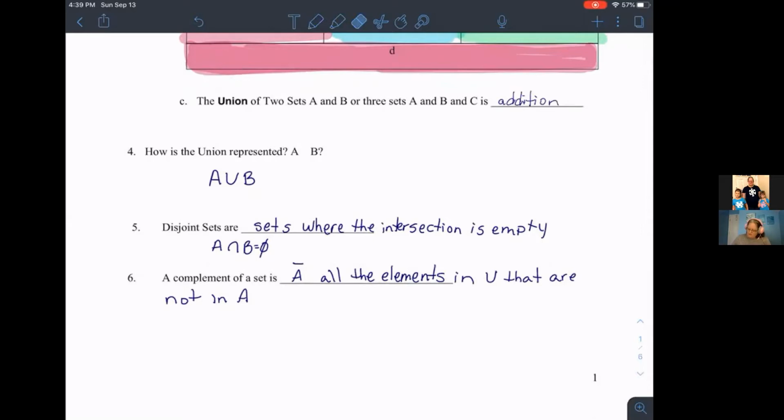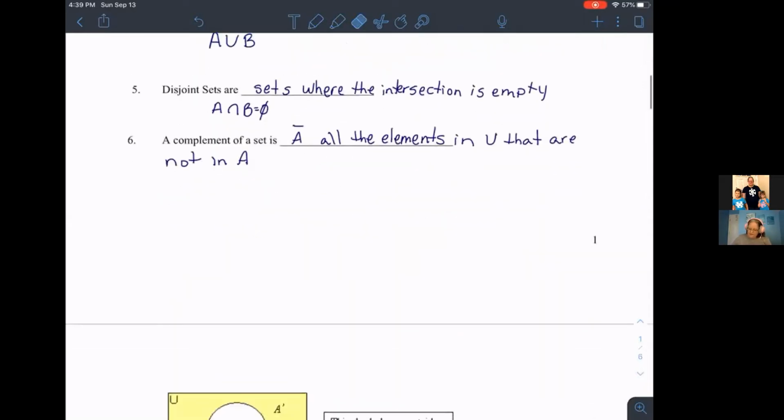And then number 5, disjoint sets. Disjoint sets are sets where the intersection is empty. So A disjoint with B is the empty set. All right, a way that we can represent this in Venn diagrams, so it'd be kind of visual for you to see, is let's say we have some circles.